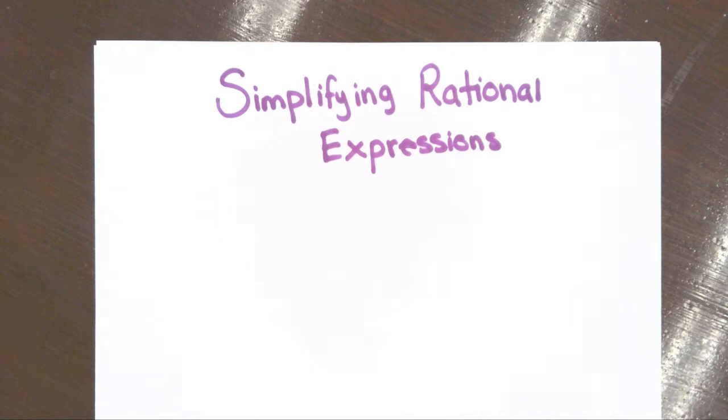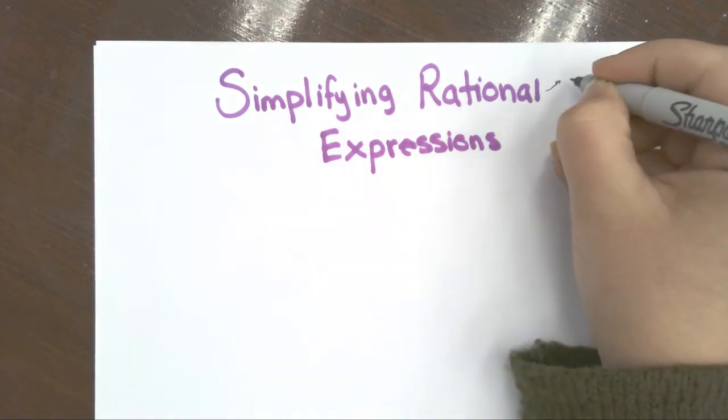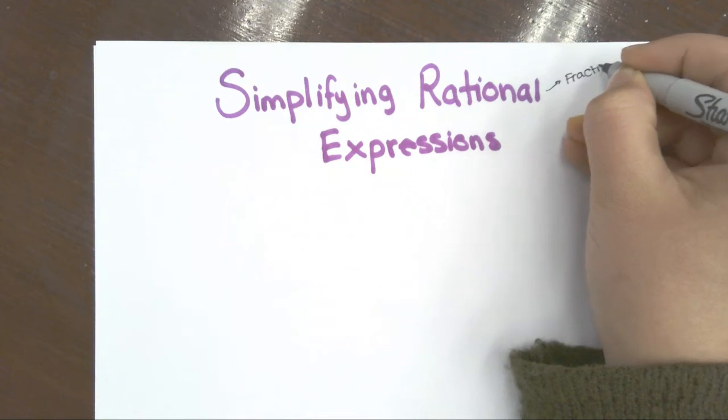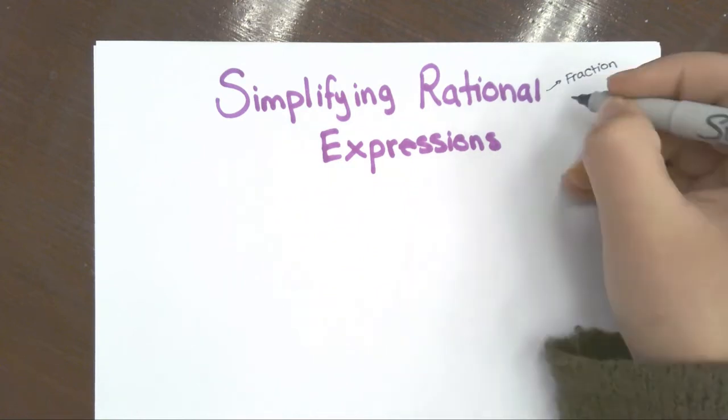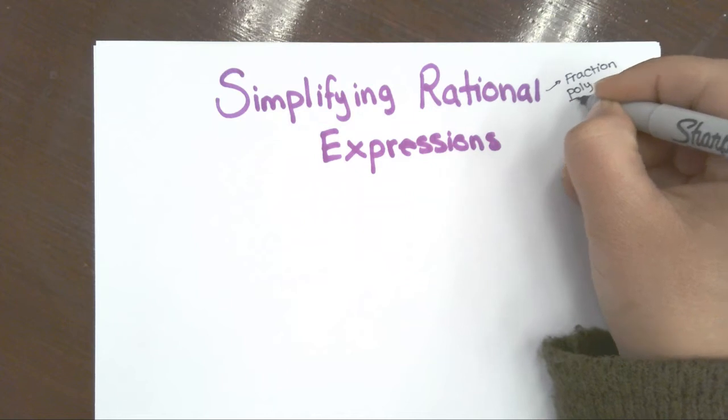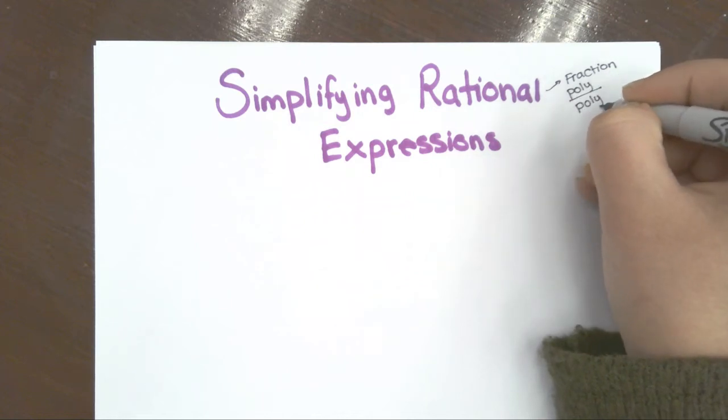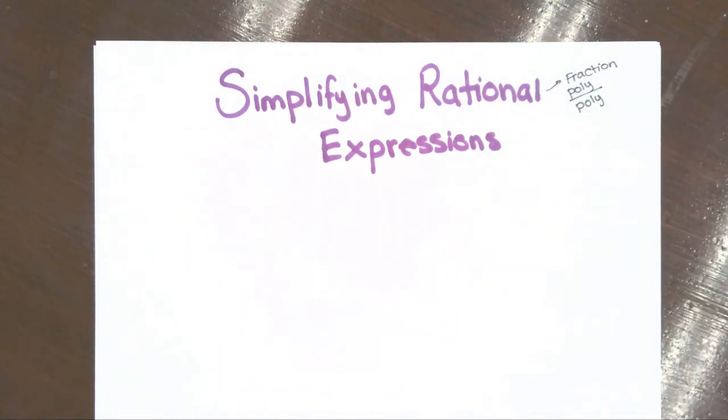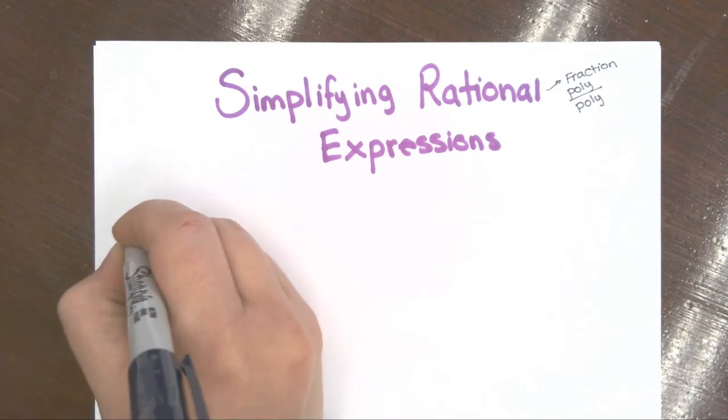In today's video we are discussing how to simplify rational expressions. Now the word rational is just a very fancy way to say fraction with a polynomial on top and a polynomial on the bottom. Sometimes that fraction will be in factored form, sometimes it will not be, and our goal is to simplify this fraction. So let's talk about fractions.